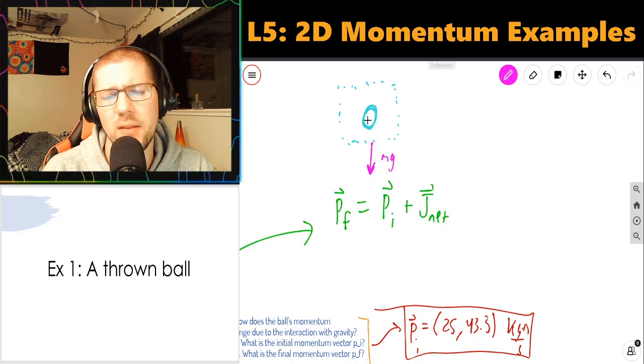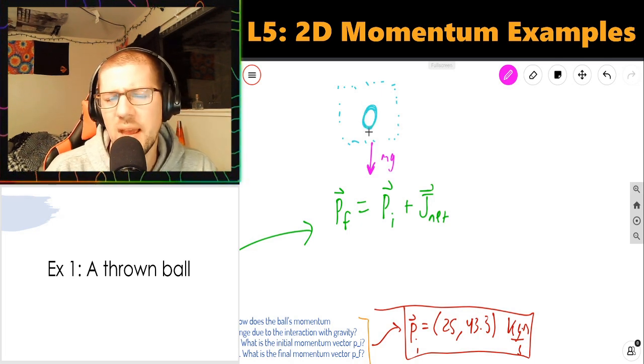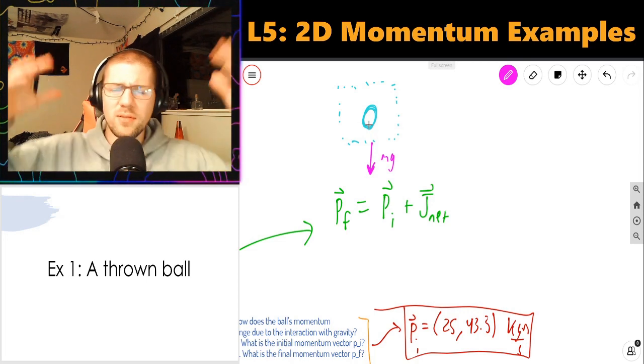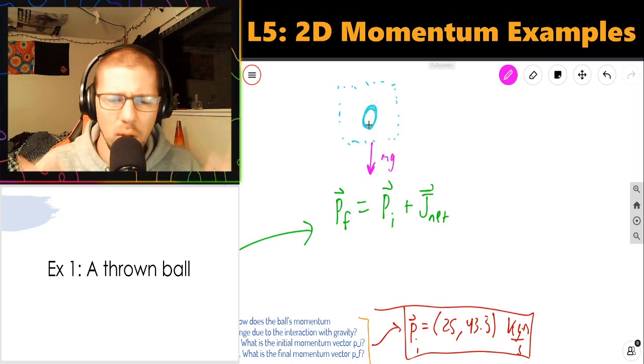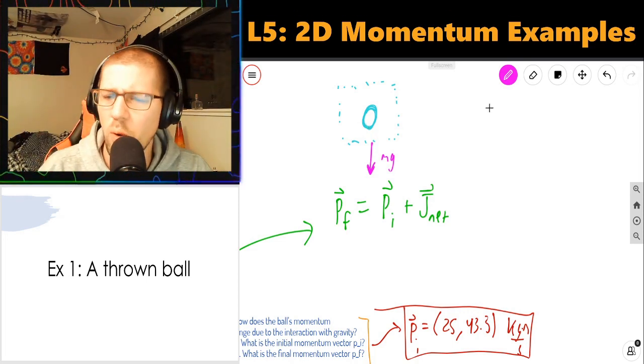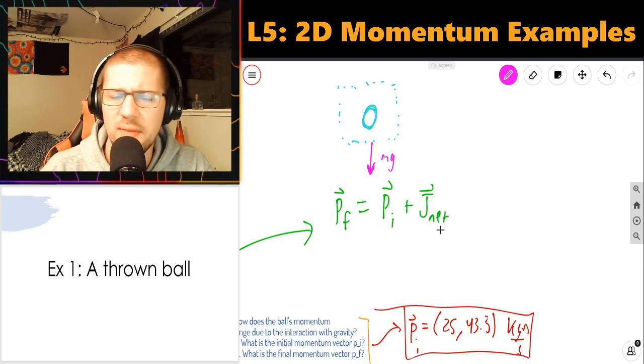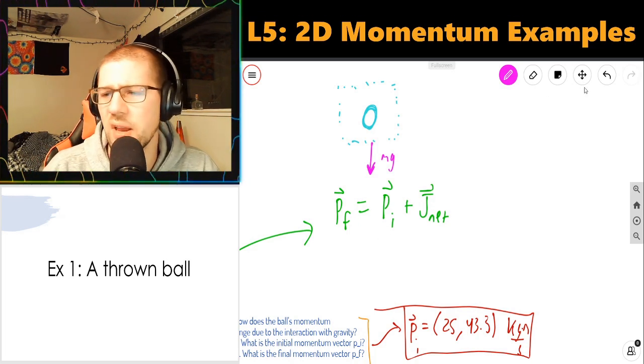It's not like the atoms of the ball pushing against one another. It's gravity from the outside, from the Earth, pulling on the ball. So there is a net external force. That tells me that the initial and final momenta aren't going to be the same.